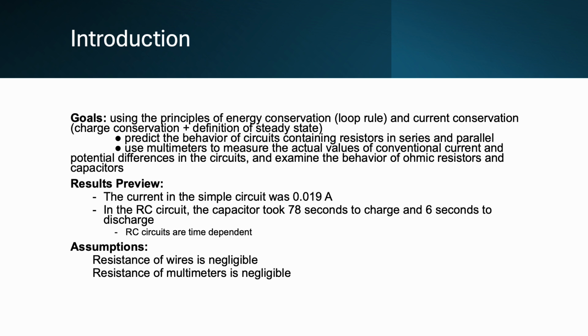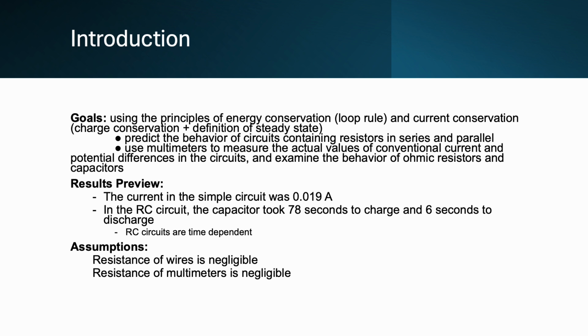And some results preview: the current in the simple circuit was 0.019 amps, and in the RC circuit, the capacitor took 78 seconds to charge and 6 seconds to discharge for a 10 ohm bulb, and this tells us that RC circuits are time dependent.